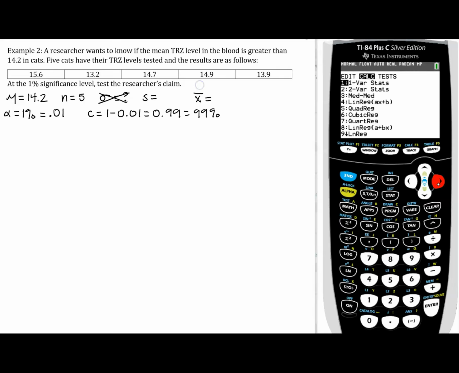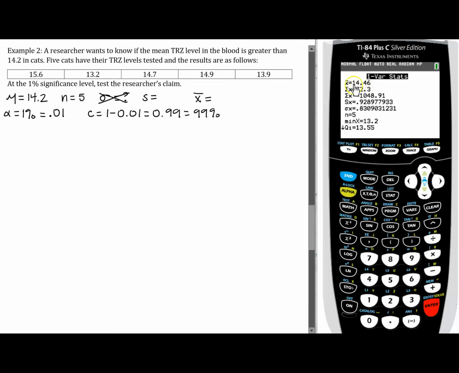Now that I have my data entered into my list 1, I'm going to hit stat again, and this time I'm going to move right over to calc, and I'm going to hit enter on one variable stats. I want to calculate the one variable statistics for this data set. It gives me list 1, which is where I entered in my data. So now I'm going to go down and hit enter on calculate, and it gives me several statistics, and the 2 in particular that we are interested in are the sample mean of 14.46, that x bar is equal to 14.46, so I will go ahead and put that down here.